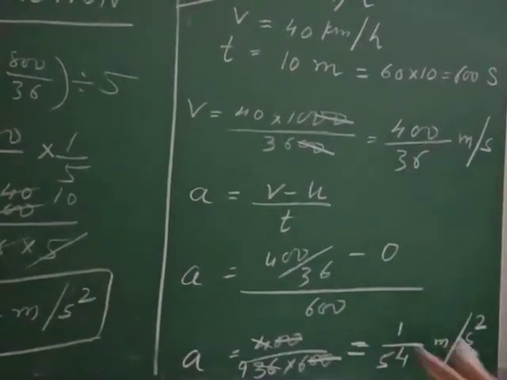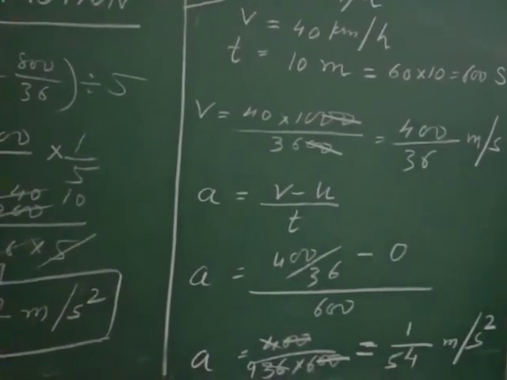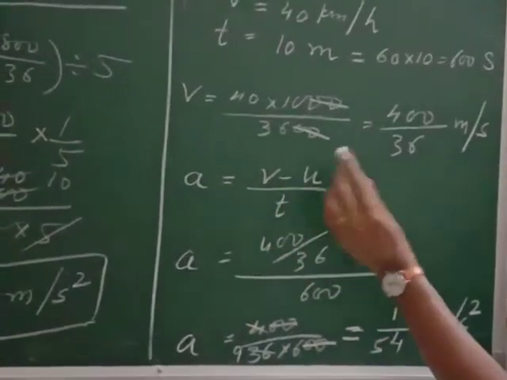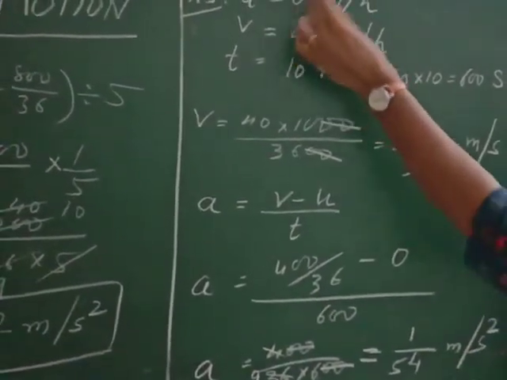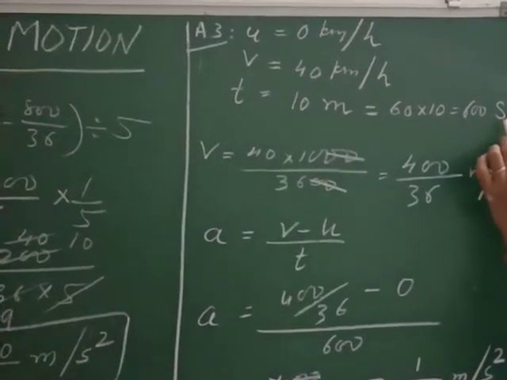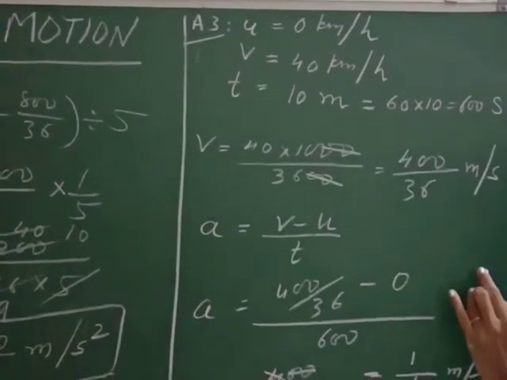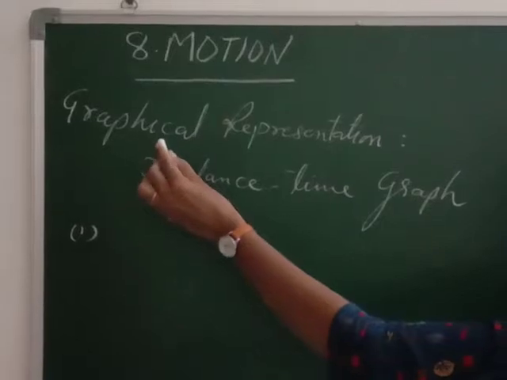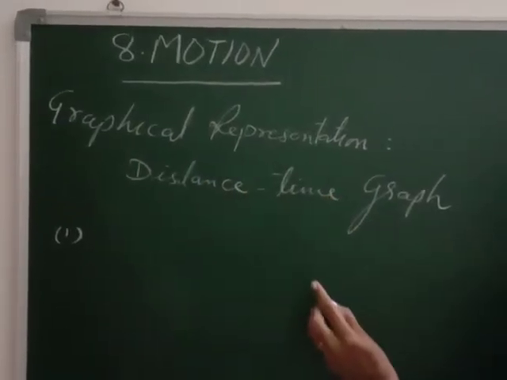I think the question is clear to every student. So in this way, we have to find the acceleration. But always make sure that the speed must be in meter per second when the time is given in seconds or minutes. Our next topic is graphical representation of motion.